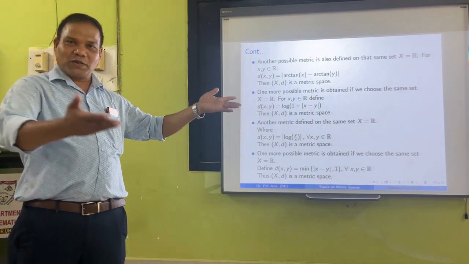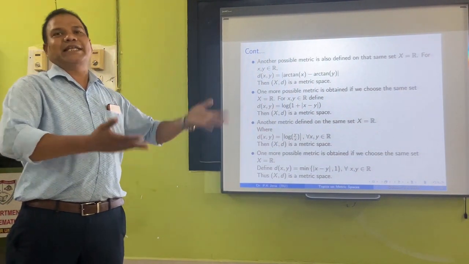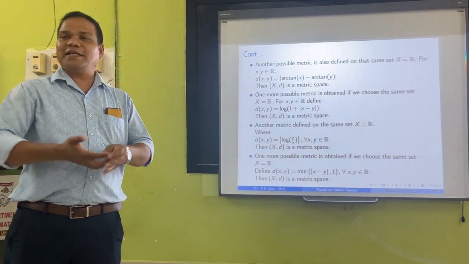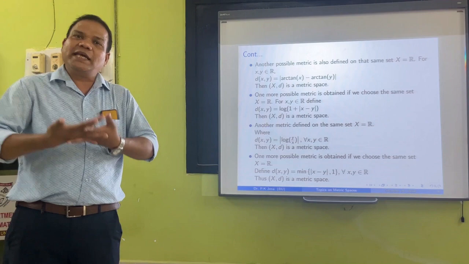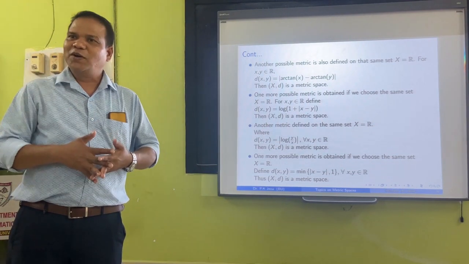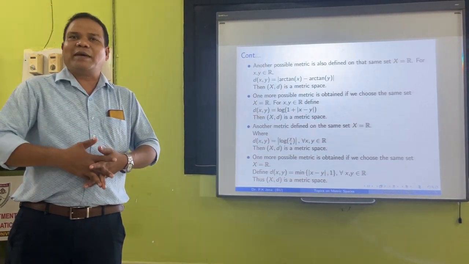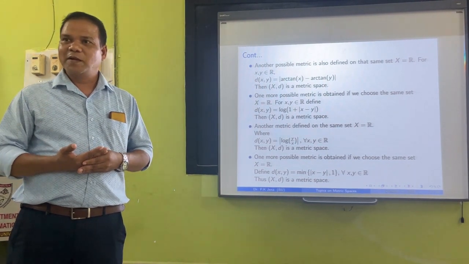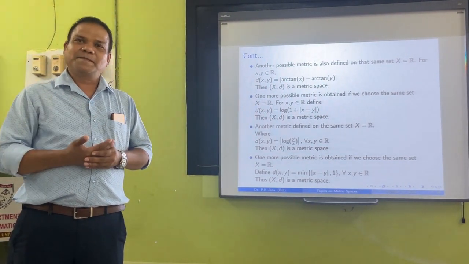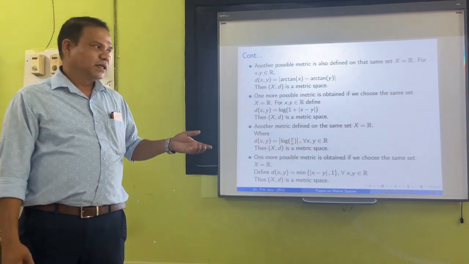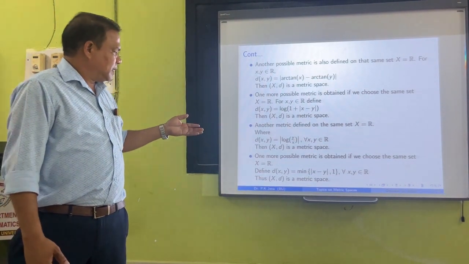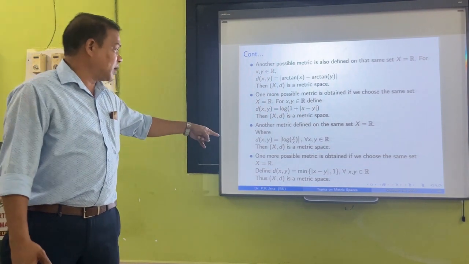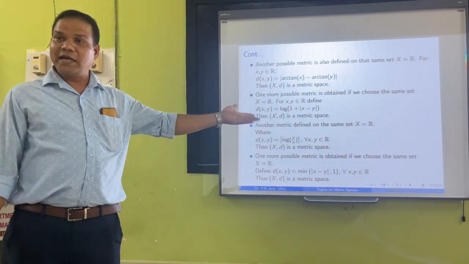One of the properties we will also discuss here is the algebra of metrics. If d1 is a metric on X and d2 is a metric on X, what about d1 plus d2? What about the maximum of d1 and d2? What about the minimum of d1 and d2? Will it be a metric or not? Yes, this concept compelled us to think about d(x,y) equals the minimum of d and 1. It is also a metric.